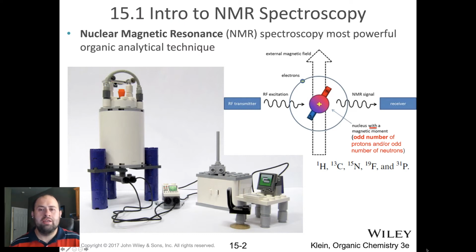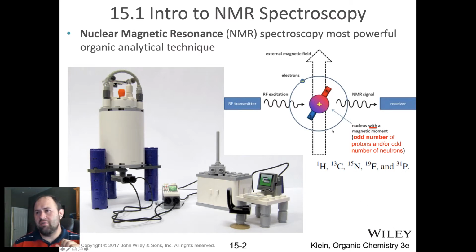So what is nuclear magnetic resonance, or NMR? This is a technique that we use to explore the structure of molecules by detecting their nuclei using a signal that is of the radio electromagnetic frequency.